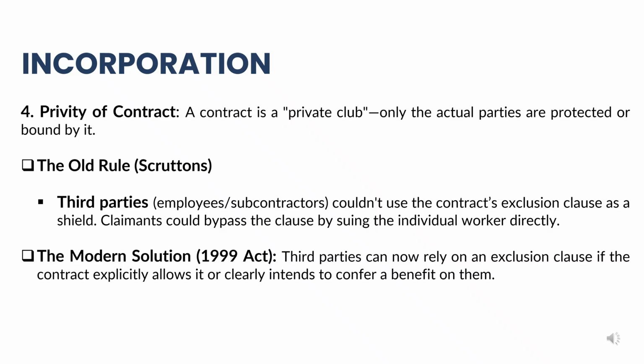To address this problem, Parliament introduced the Contracts (Rights of Third Parties) Act 1999. This legislation allows certain third parties to rely on contractual terms, including exclusion clauses, in specific circumstances. For example, a third party may enforce or rely on a clause if the contract expressly states that they can, or if the term clearly intends to confer a benefit upon them. The Act therefore modernized the traditional doctrine of privity and made it easier for businesses to extend contractual protections to people involved in carrying out the contract, even when they are not original parties to the agreement.